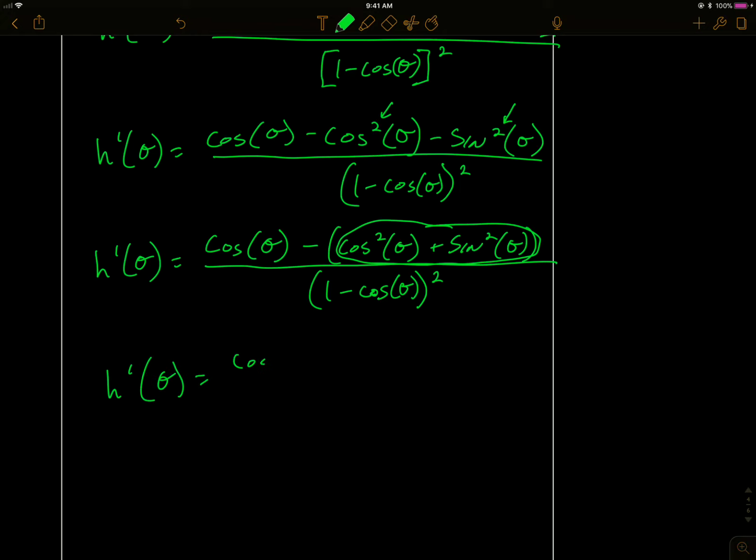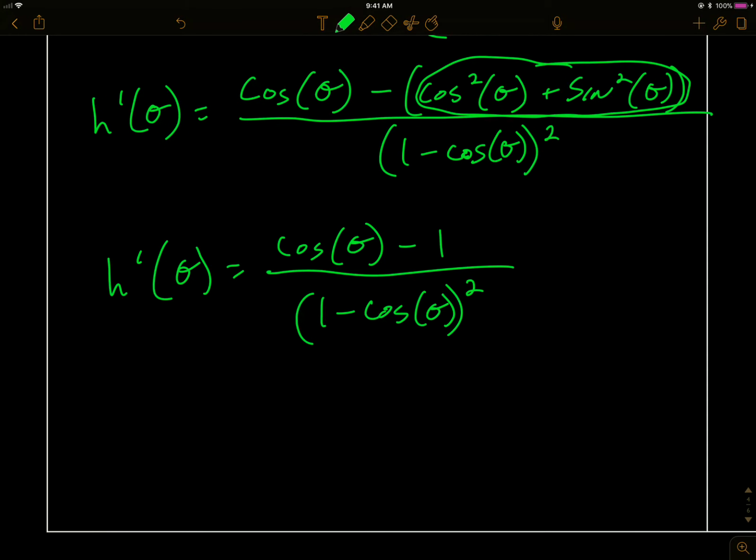So now I get cosine of theta minus 1 all over 1 minus cosine of theta squared. Now, what's interesting? It feels like those should cancel, like they're almost the same, but the signs are different. Like cosine minus 1 versus 1 minus cosine. They feel the same, but they're not quite the same.